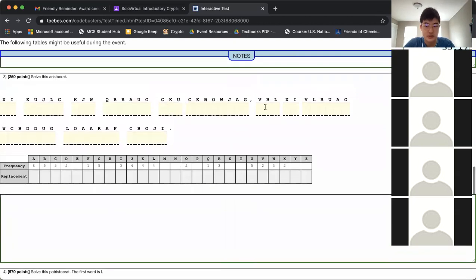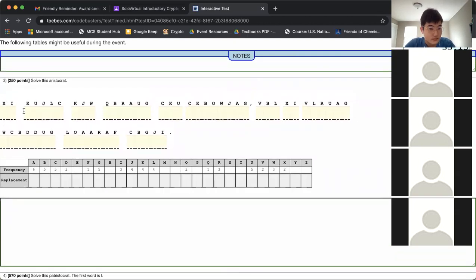All right, so this is our last aristocrat, and then we have patristocrats. Okay, where do we start? This one's actually kind of tough. Just thinking about where to start. Yeah, there's not too much to go off of here.